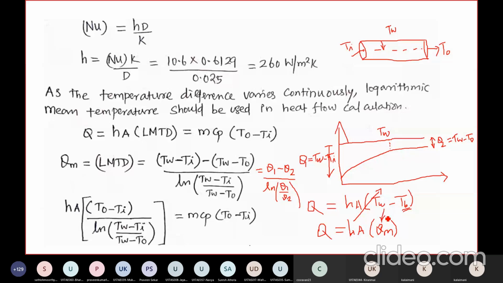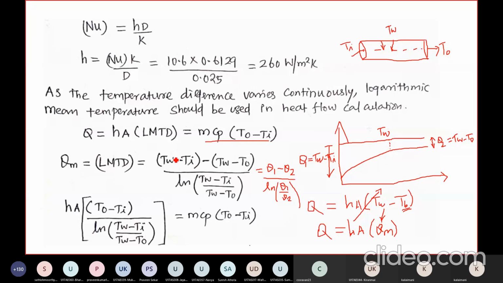The formula is LMTD, the logarithmic mean temperature difference, equal to theta 1 minus theta 2 divided by ln of theta 1 divided by theta 2. Okay. So we know that Q, the amount of heat transferred from the surface to the fluid, must be equal to the heat gained by the fluid. The heat gained by the fluid is mCp into outlet temperature minus inlet temperature, mCp (To minus Ti). I am equating these two equations. So hA into the logarithmic mean temperature, To minus Ti.